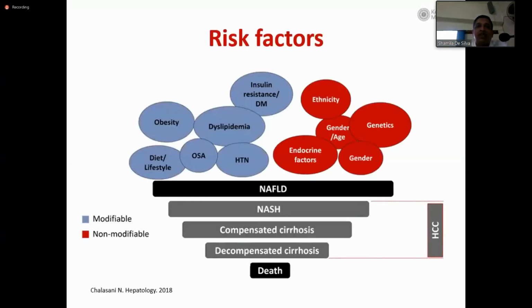What are the risk factors? There are modifiable or dynamic risk factors and non-modifiable static risk factors. The modifiable risk factors are strongly associated with the metabolic syndrome, insulin resistance, pre-diabetes, diabetes, dyslipidemia, hypertension, general and central obesity, poor diet, lack of exercise, and sleep apnea is also associated. The non-modifiable ones are gender, increasing age, the genetics, which I have already talked about, some endocrine factors, and ethnicity. We know that from studies, Asians and Hispanics have more NAFL compared to Caucasians and Africans.